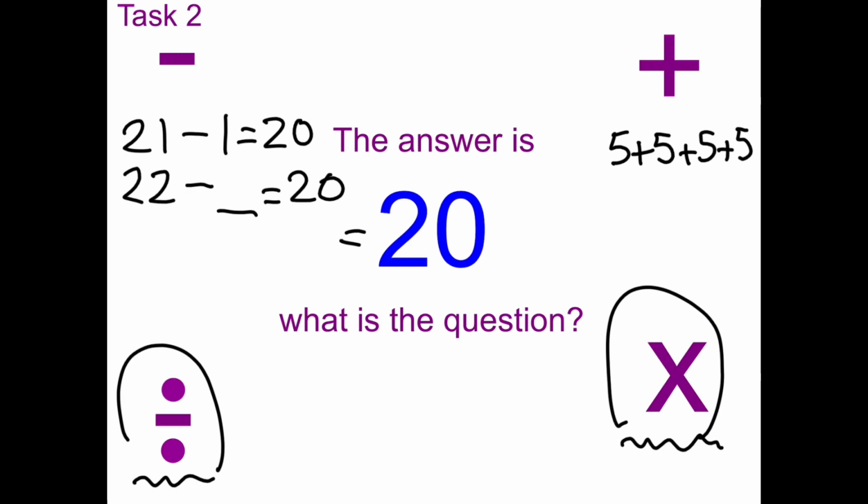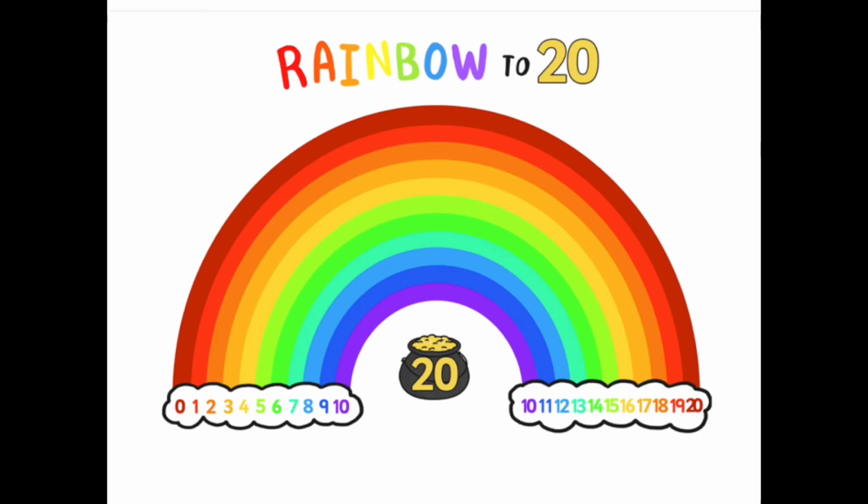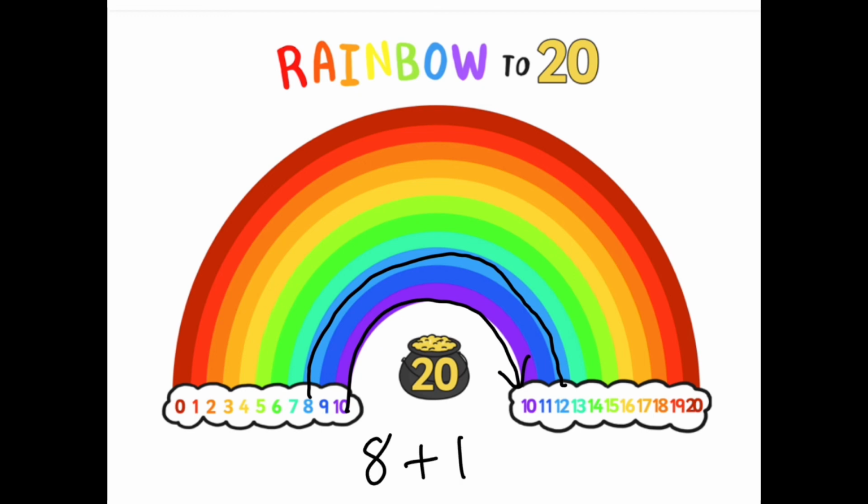And I found a nice rainbow picture. It's got a nice way of showing all the different ways to make 20. So you find a number over here, and then if you follow the rainbow, it will tell you the number that goes with it to make 20. So we've got 10 and 10. Let's see if I can follow this blue one. I've got 8, so I've got to travel all the way down there, and I end up at 12, because 8 and 12 equals 20.